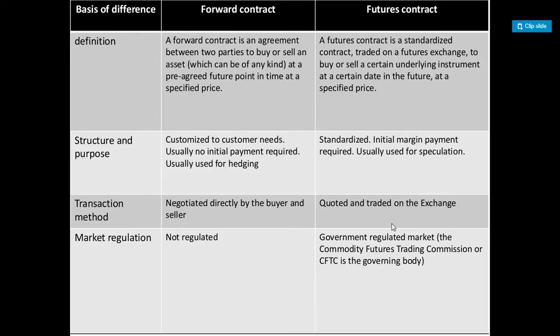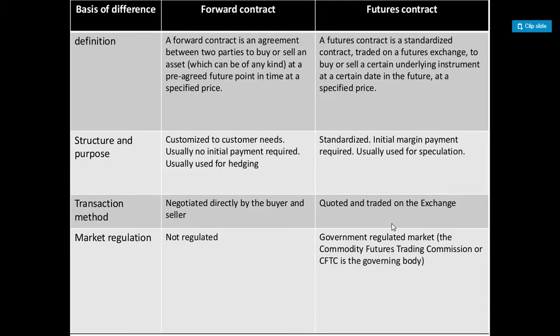Structure: the contract is customized to the needs of the party. Basically there is no initial payment, and it is used for hedging. Customized means there will be only two parties to the contract, the buyer and the seller, so there is no requirement of any payment of an initial amount as such.